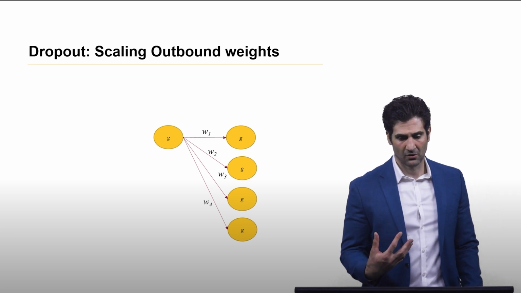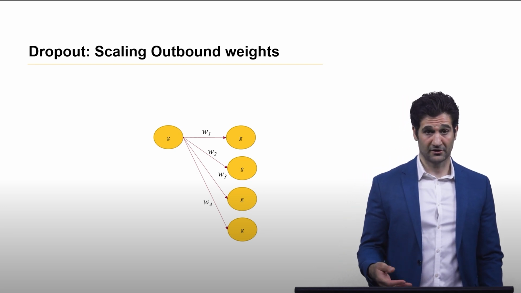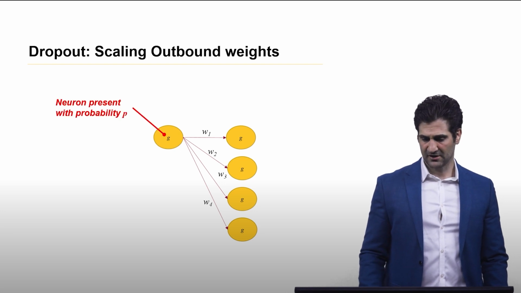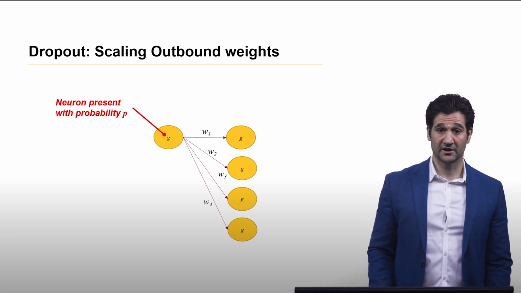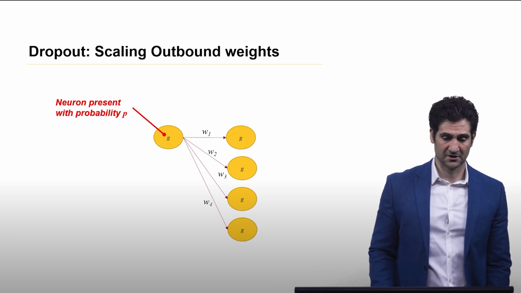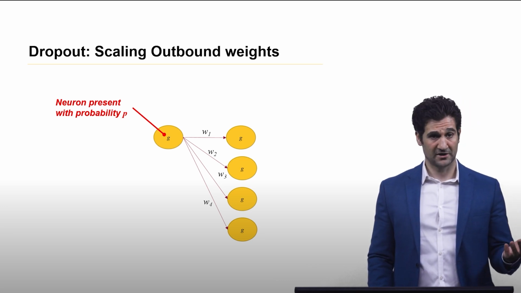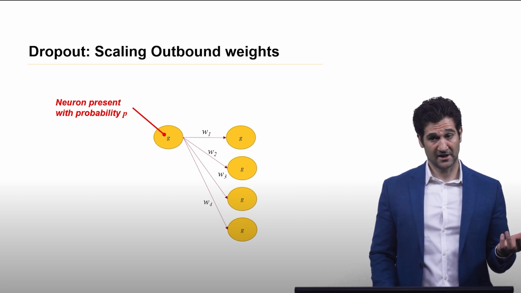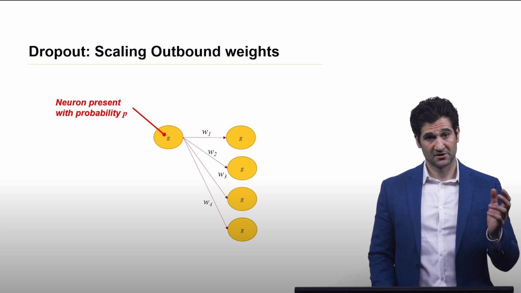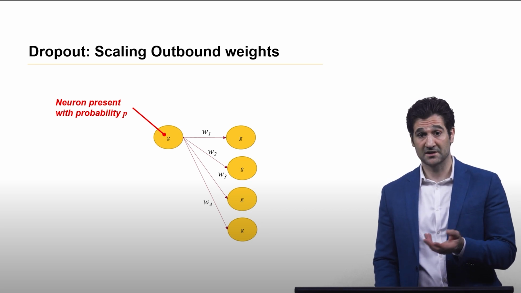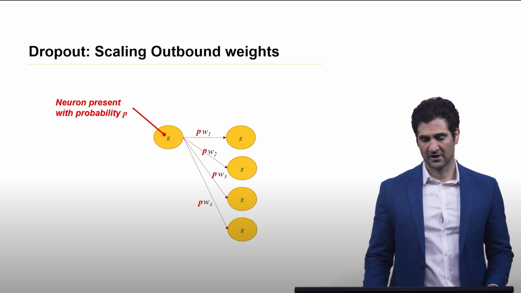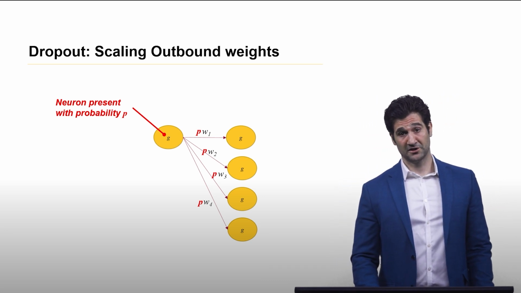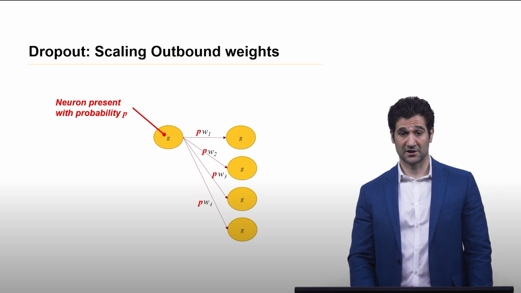What you want to do with dropout is scale the outbound weights of each neuron by the probability that the neuron was present. So we're keeping track of how many times it was out. Let's say it was out 2 out of 10 times, 2 out of 10 batches. The probability it is present is 0.8 in that case. We just take that probability and multiply it by all the outbound weights. And that's how you do regularization through dropout.